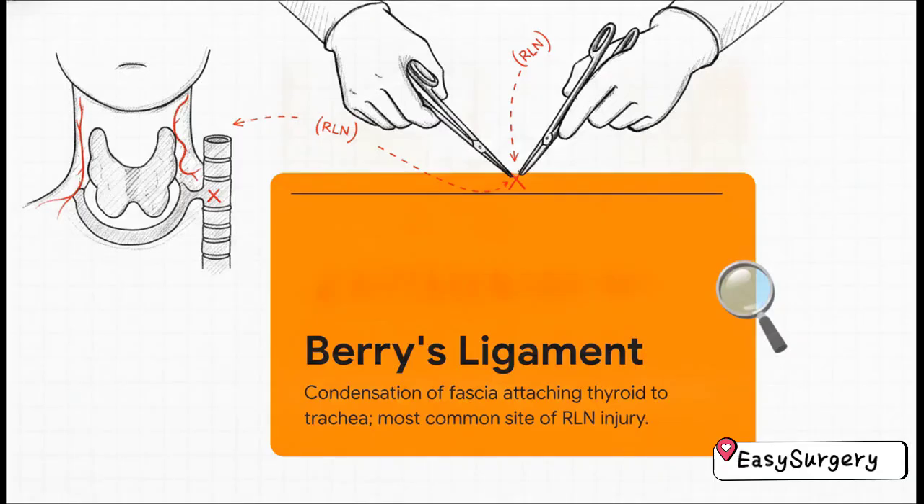Now, this brings us to Barry's ligament, which you can basically think of as the ultimate danger zone. This ligament securely anchors the thyroid to the trachea, but it happens to be exactly where the recurrent laryngeal nerve, the RLN, is most vulnerable during a procedure. When you're freeing the gland, this is the spot where you have to be hypervigilant.